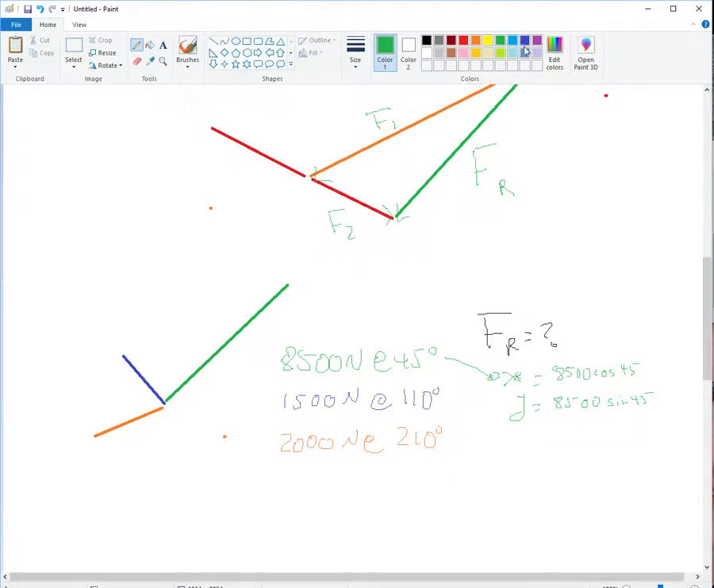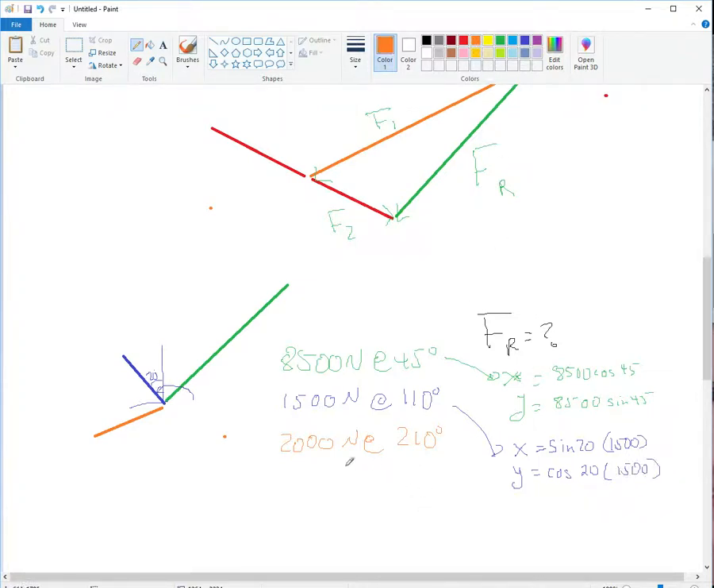Okay, and then the blue one, same thing. Because 110 refers to this measurement, this measurement is only 20, right? 90, 20. So the x is this way, and the y is that way. So the x measurement is going to be the sine 20 times 1500. And then the y measurement is going to be cos 20 times 1500.